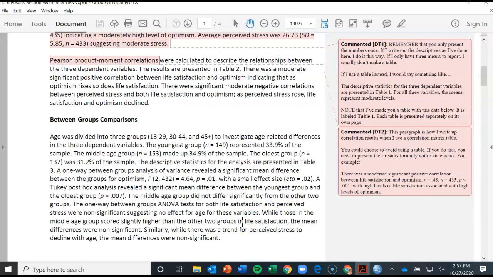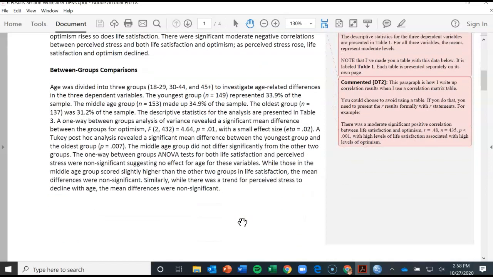So you have choices to make as to whether you want to do tables or in-text descriptions with all of the statistical information and the numerals, or some hybrid of the two. The goal is to be very clear about your results.